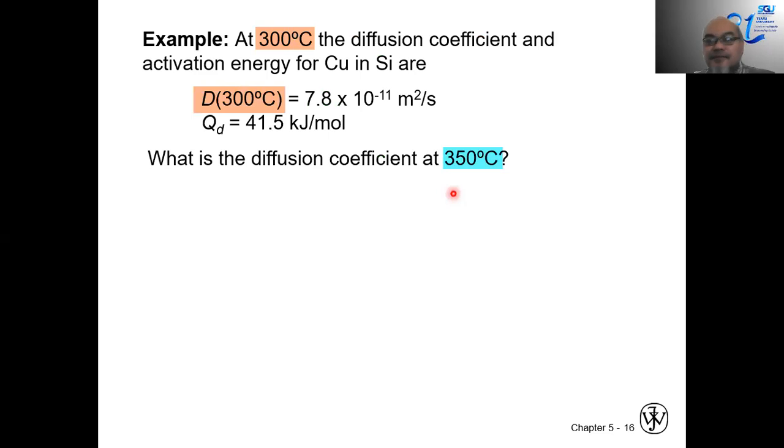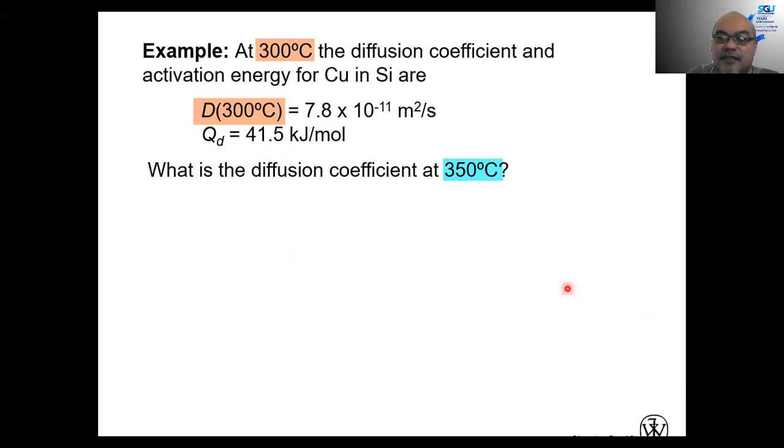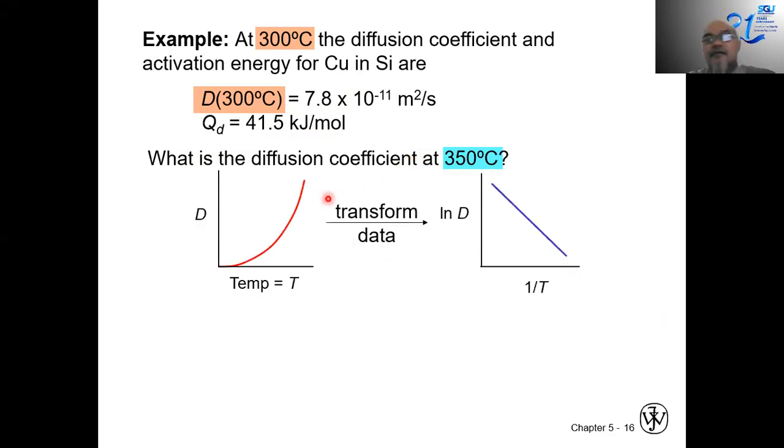For example, at 300 degrees Celsius, the diffusion coefficient and activation energy for copper in silicon are given here. D is 7.8 times 10 to the power of minus 11 meter square per second. The activation energy, QD, equals 41.5 kilojoule per mole. You are asked to calculate the diffusion coefficient at 350 degrees Celsius.